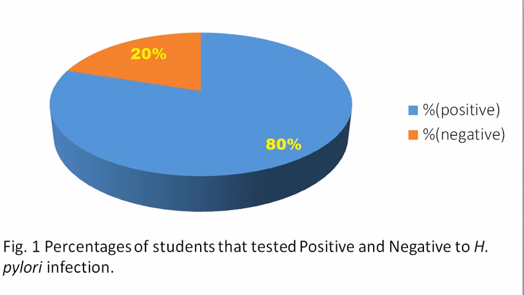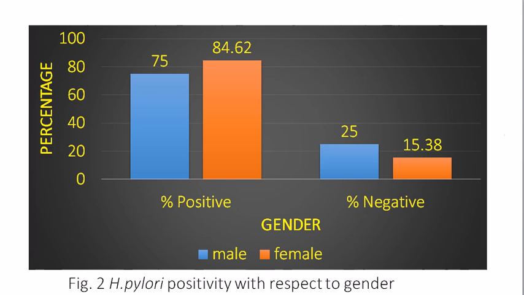Out of the 50 students that showed up for the test, 40 of them were positive for H. pylori, and 10, that is 20% of them, tested negative. So prevalence was actually on the rise. 80% of the students testing positive means we had a high prevalence of H. pylori in TI Ahmedia Senior High School.